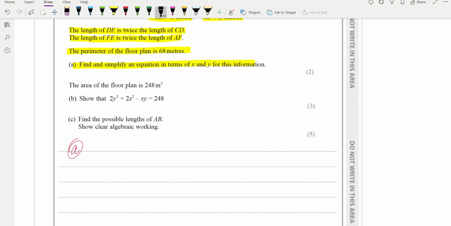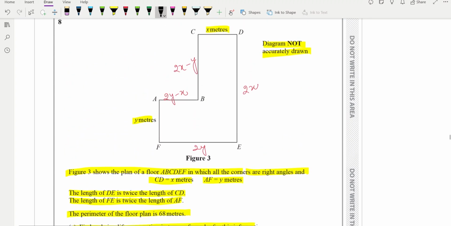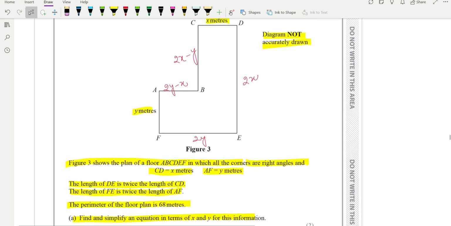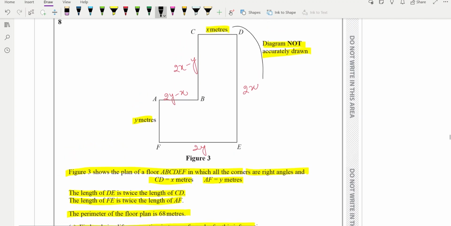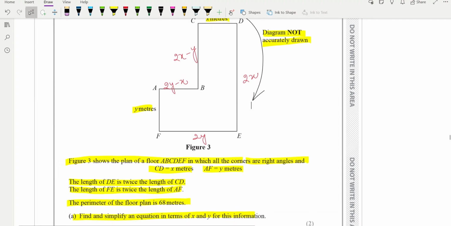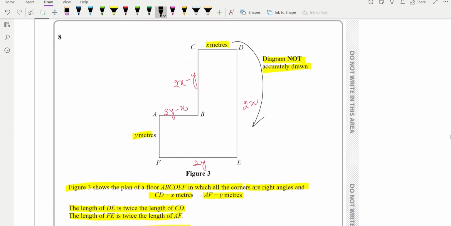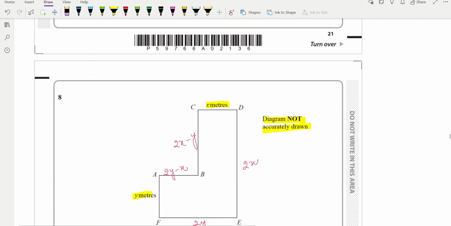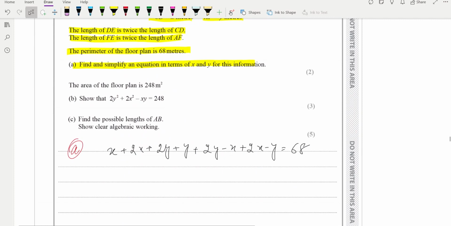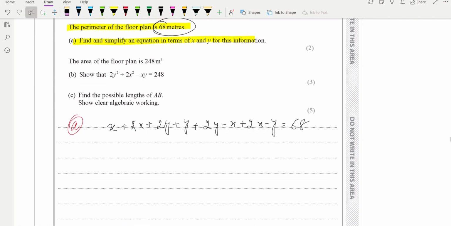This will be all the sides we will be adding. One is x, then x, 2x. We will start from this side and add all the sides: x plus 2x, plus 2y, plus y, plus 2y minus x, plus 2x minus y, and this is equal to 68. We have added all the sides of this given shape and equated to 68 because this is given as 68.